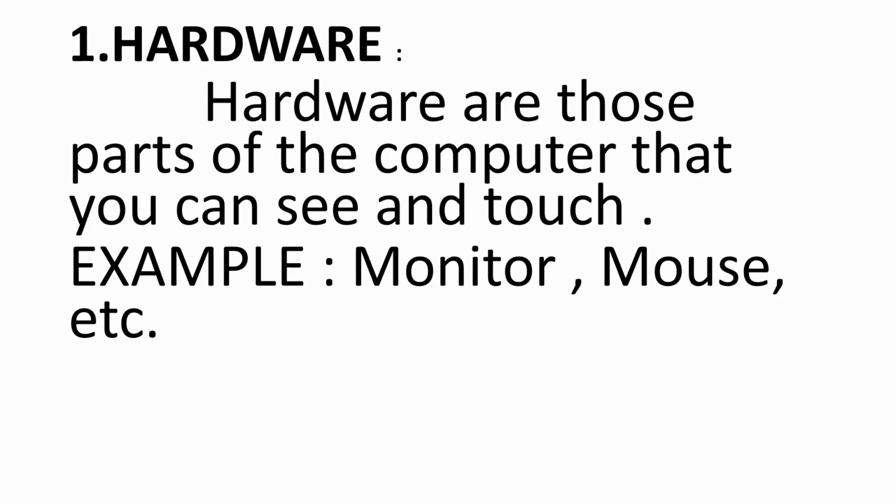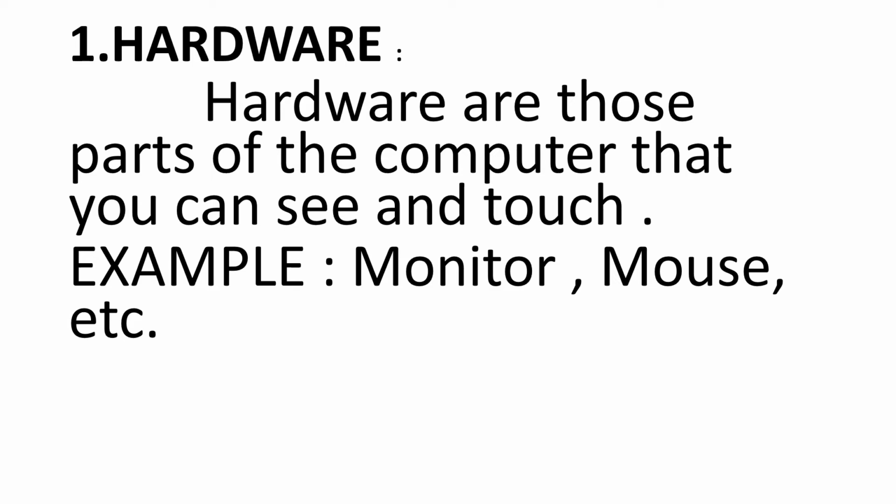Now, the first topic that we are going to see is hardware. Hardware are those parts of the computer that you can see and touch. Now, before understanding hardware, just think of your body. Which are the parts of your body that you can see and touch? Your hands, legs, your face. These are the parts that you can see and touch. Similarly, there are some parts of the computer that you can see and touch, and those parts are referred to as hardware.